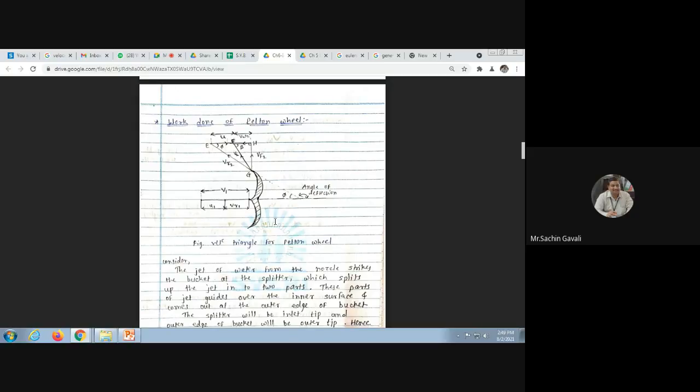Anybody having problem with this? I understand this diagram. An outlet triangle will be the same as that of the general velocity triangle.